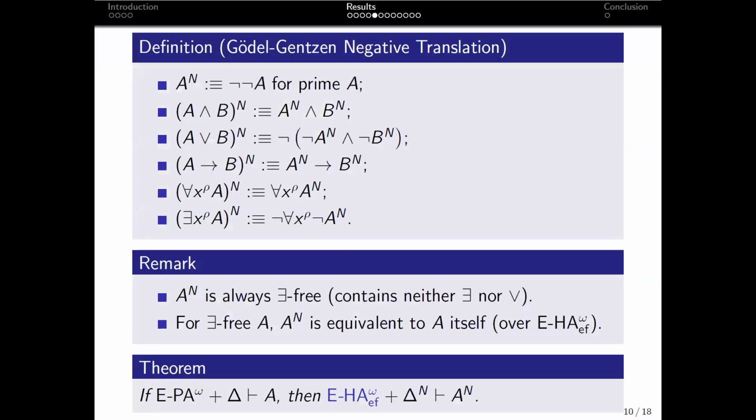So this is the well-known Gödel-Gentzen negative translation. A remark is that for any formula A, the negative translation of A is always existential-free. And for an existential-free formula A, the negative translation of A is equivalent to A itself. My point is that this is a soundness theorem for the negative translation, and our system, EHA omega EF, is enough for the verification of the soundness of the negative translation.